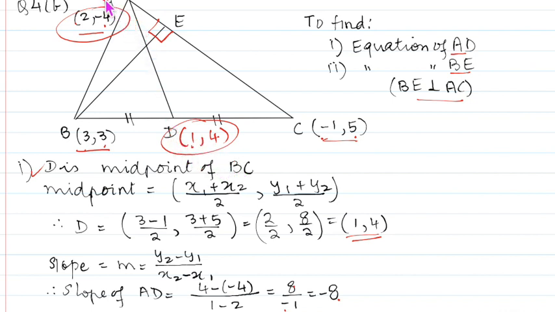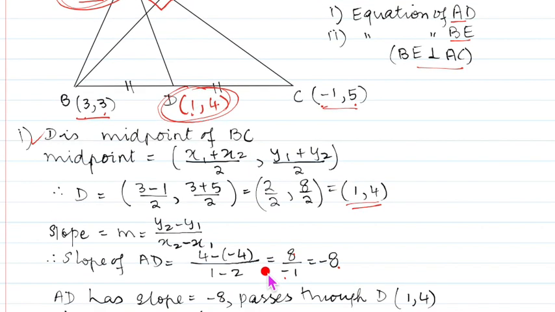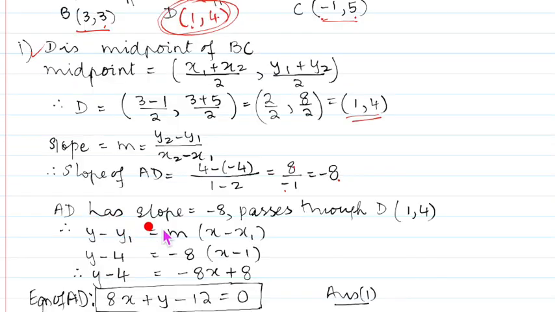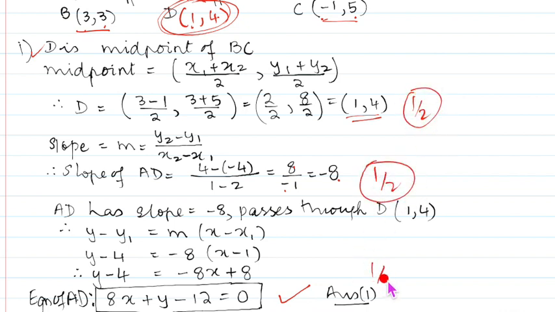Now you can either use point A or you can use point D to get the equation. So I have written over here AD has slope minus 8. It passes through D. This is 1 comma 4. And then we use slope point form here and just substitute, and there we get our equation 1. Okay. This is actually for 3 marks. How do we write the marks for this? This will be half mark. This will be half mark. This will be half mark. So this is 1.5 mark.